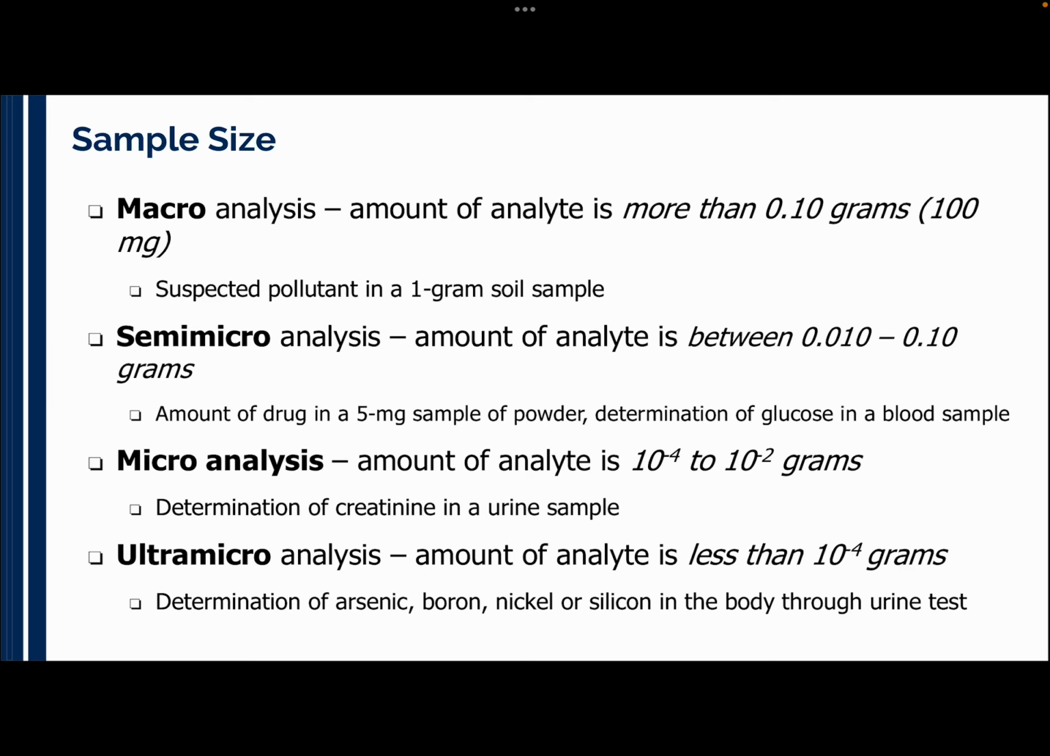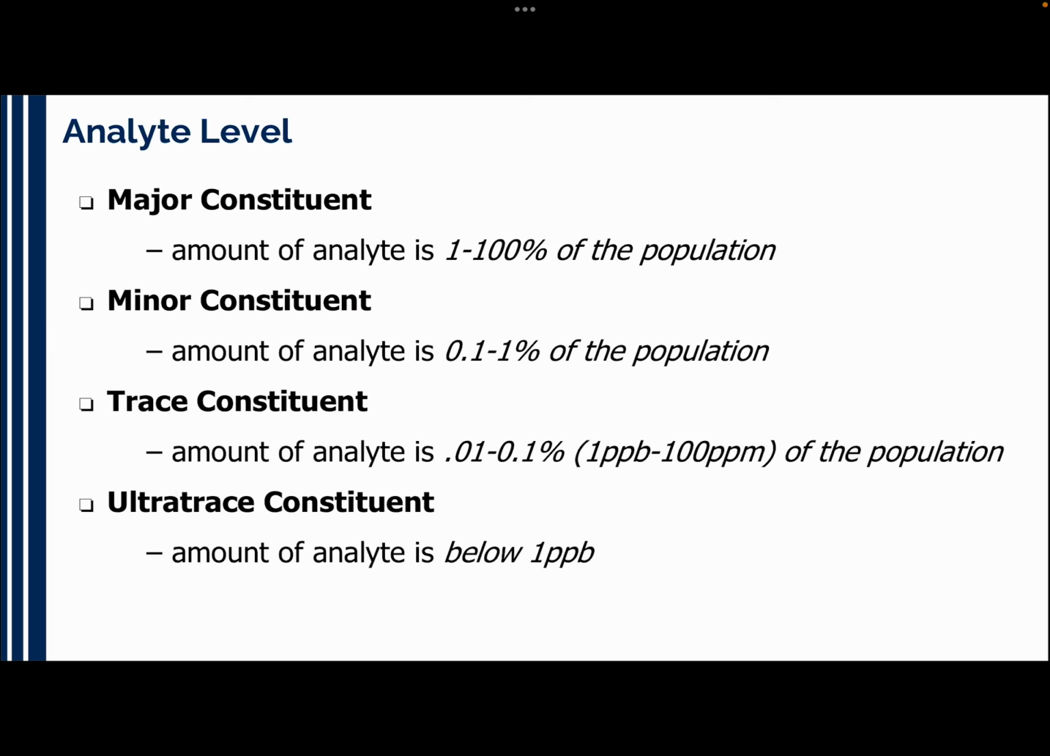kaning blood or urine. And then based on the analyte naman, we have major constituents, minor constituents, trace, and the ultra trace. So for major, the amount of analyte is 1 to 100% of the population. And then minor constituents, 0.1 to 1% of the population. And then trace constituent, usually mga ilahang concentration is 1 ppm or 1 ppb. And then ultra trace, the amount of analyte is below 1 ppb or parts per billion or parts per trillion.